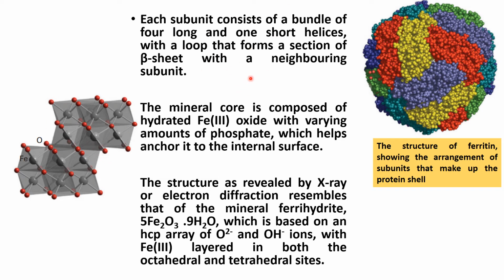The studies show that the mineral ferrihydrite is based on the hexagonal close packing array of O2- and OH- ions with the iron 3 layered in both the octahedral and tetrahedral sites. This is about its structure.